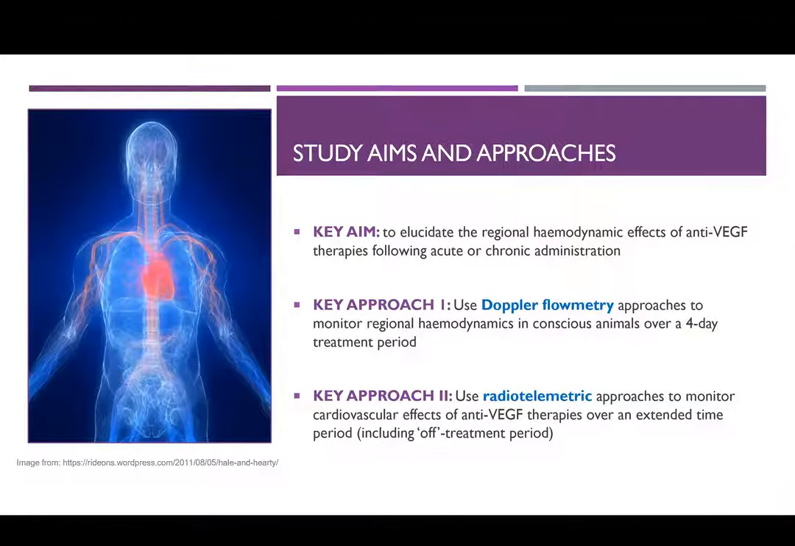And so we undertook some preclinical studies in our lab using a rat model, really so that we could look at the regional hemodynamic consequences of blocking VEGF, either in an acute model or over a longer period of time. So I'm going to describe first the approach that we used using Doppler flowmetry. And in this case, we treated animals over a period of a maximum of 4 days. And then I'll move on and talk about some of our radiotelemetric approaches where we've been able to look over a much longer period of time, including an off-treatment period at the end where patients were no longer being actively treated with the anti-VEGF therapy.